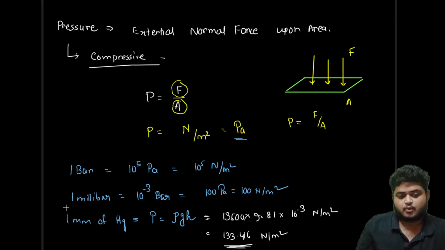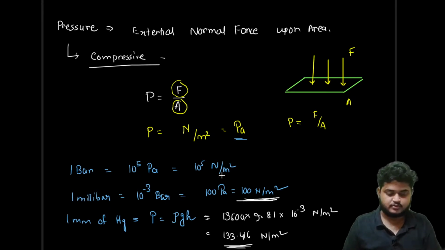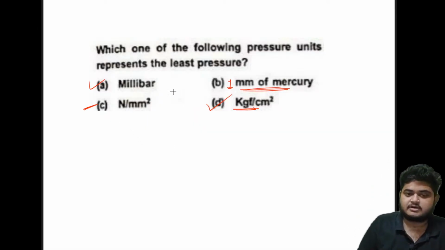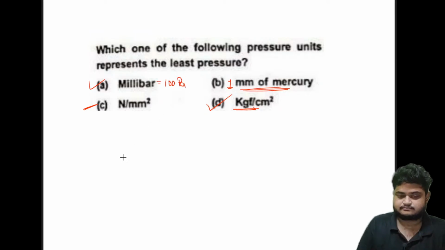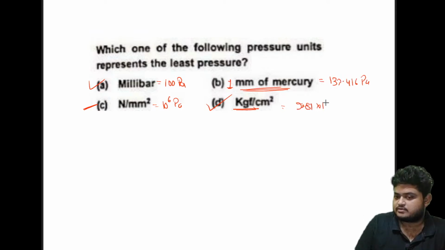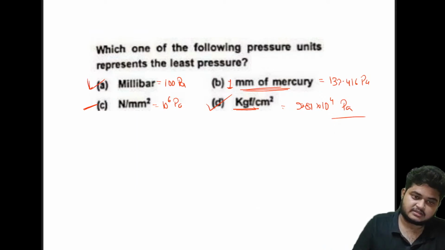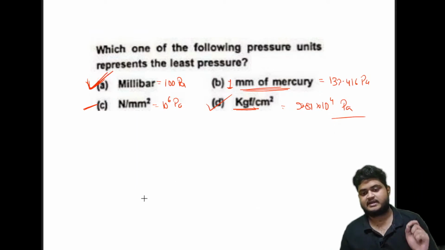1 mm of Hg is coming out as 133.416 Newton per meter square, where 1 millibar is coming out as 100 Newton per meter square. So the options: 1 millibar is equal to 100 Pascal, this is 10 to the power 6 Pascal, this is 133.416 Pascal, and this is 9.81 into 10 to the power 4 Pascal, right? So what is the minimum? The minimum will be this. So here millibar is the right answer.